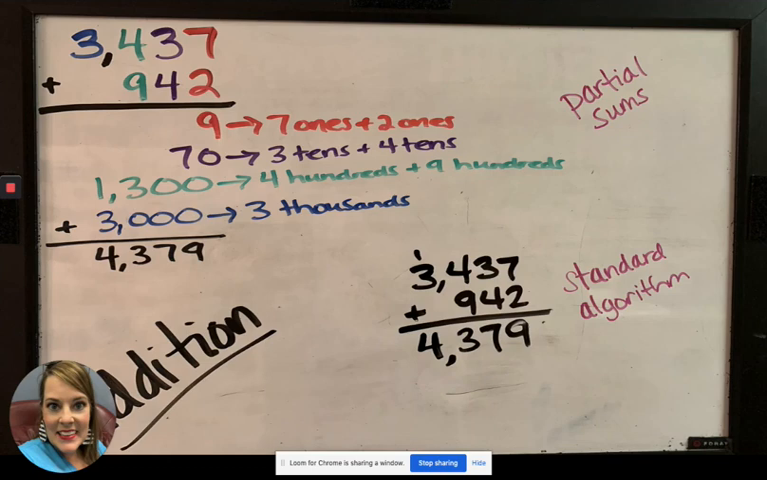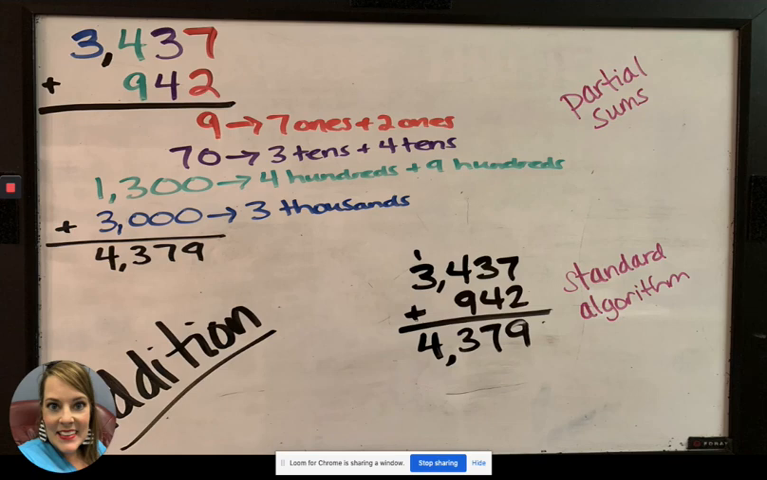And then we add all of those up. So 9 plus all the zeros is 9, 7 plus 2 zeros is 7, 3 plus 0 is 3, and 1 plus 3 equals 4. So the answer is 4,379. And this is our way of doing it with partial sums.